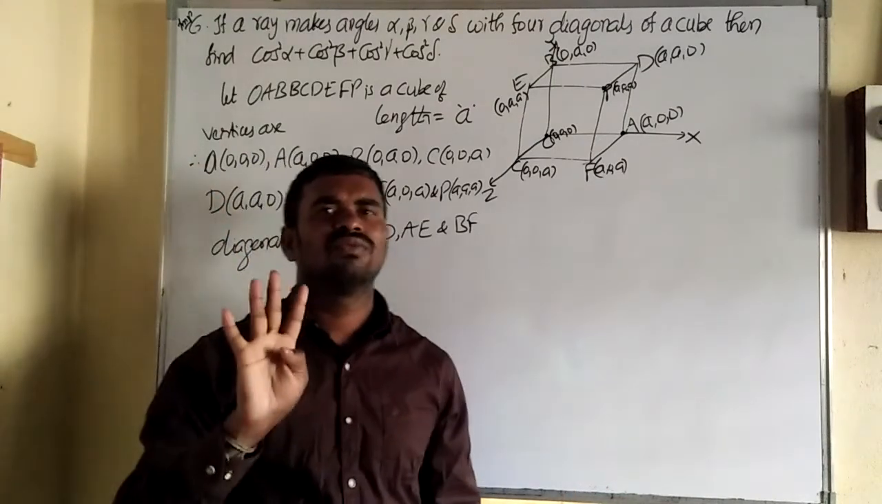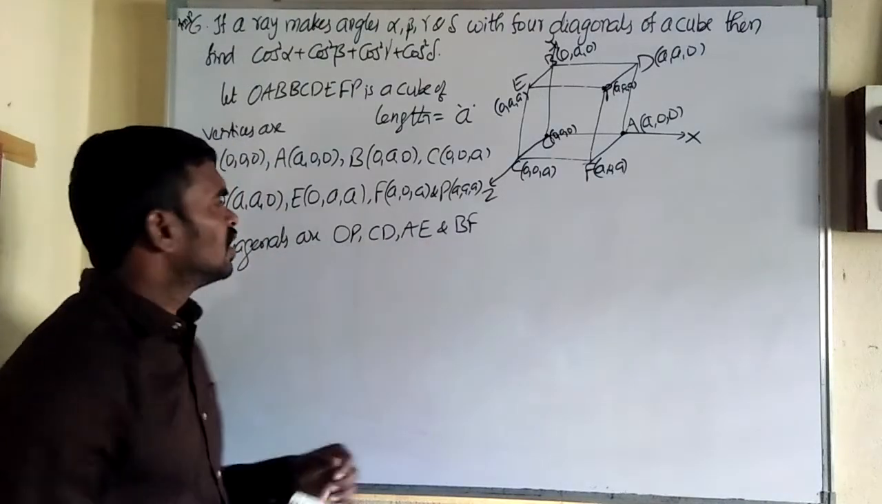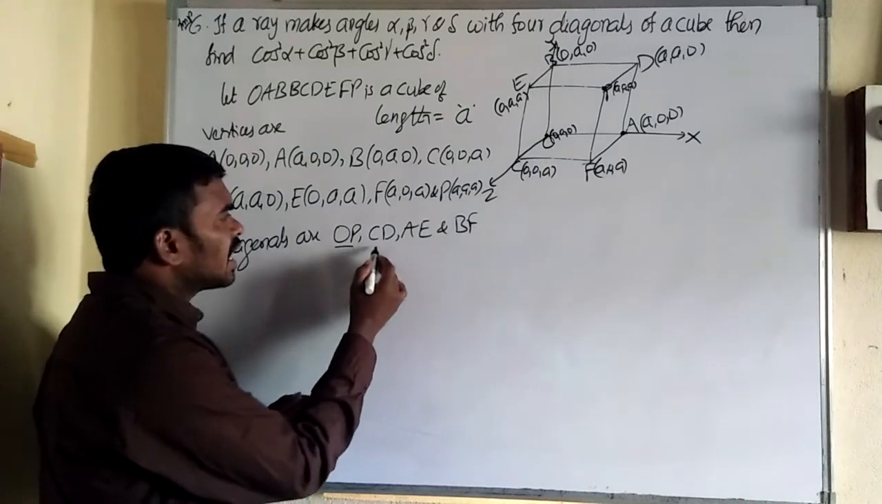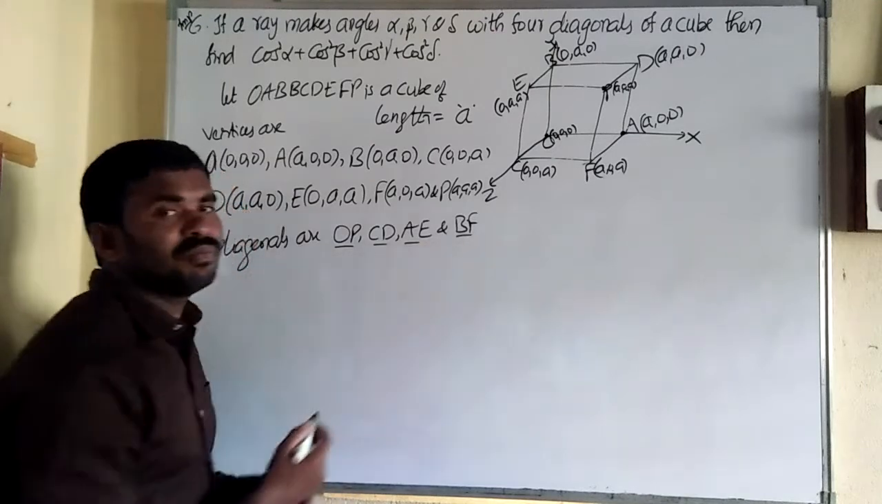Like this we can get 4 diagonals. So what are the 4 diagonals? OP, CD, AE, BF. So what are the direction ratios of OP? What are the direction ratios of CD? What are the direction ratios of AE? What are the direction ratios of BF?